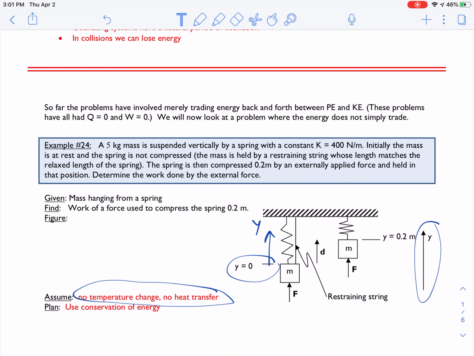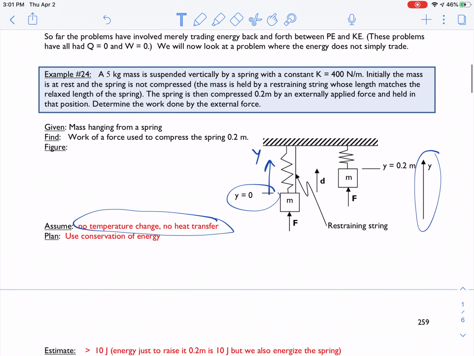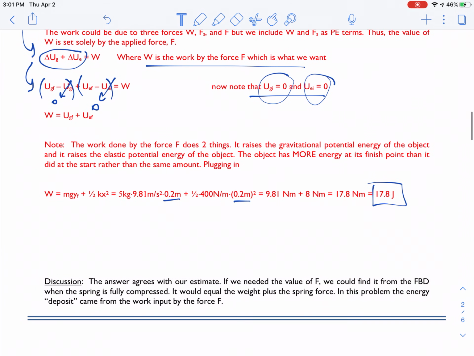F is also 0. Like the tension should be 0, because what happens initially is at y equal to 0, weight force balances out with the spring force. Okay, those two are equal to each other. But then when you move the object a little bit with F, you are building more force because, again, spring force is changing. So that's, I think, a good point that you could also note in the discussions. It doesn't mention it here. Okay, so hopefully now in this problem, you can see that the energy deposit came from the work input by the force F.